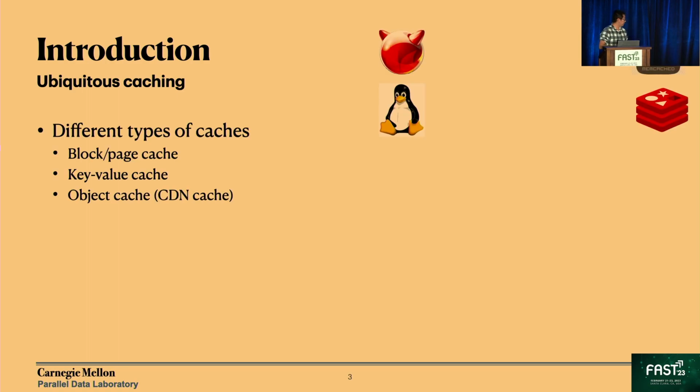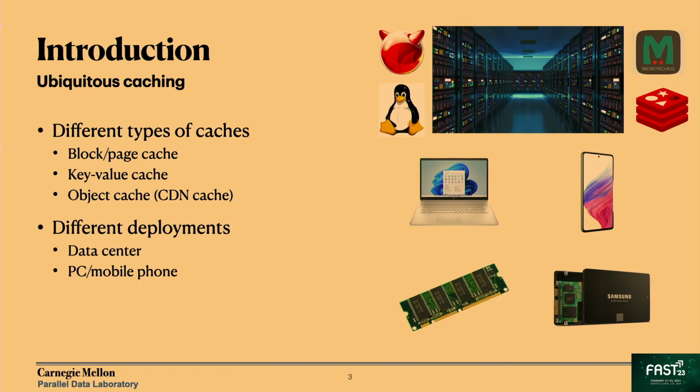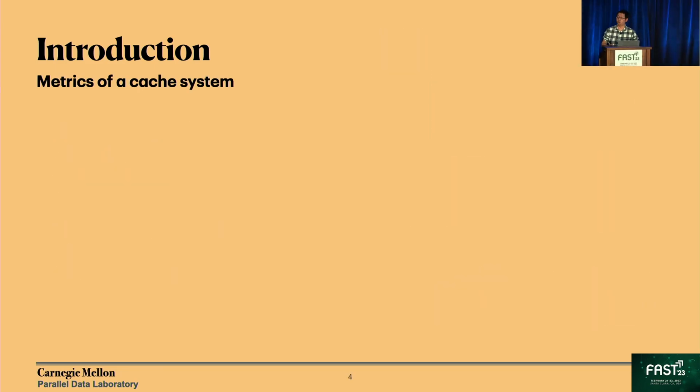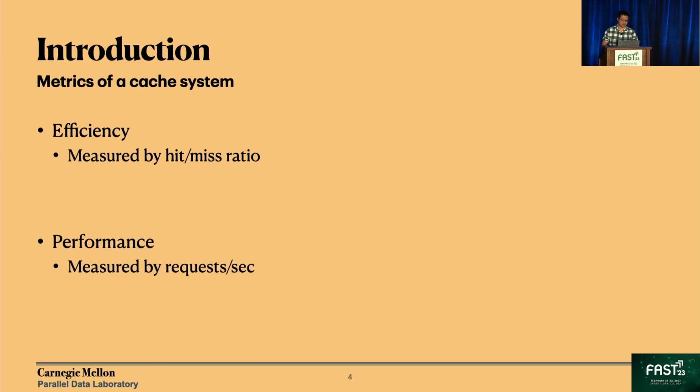Caching has been ubiquitously deployed across system stacks. There are different types of caching like block page cache, key value cache, object cache. There are different deployments within data center and personal device. When we talk about cache, usually we care about two metrics. The first one is efficiency, measured by hit ratio or miss ratio. The second one is throughput performance, measured by the number of requests this cache can serve per second.